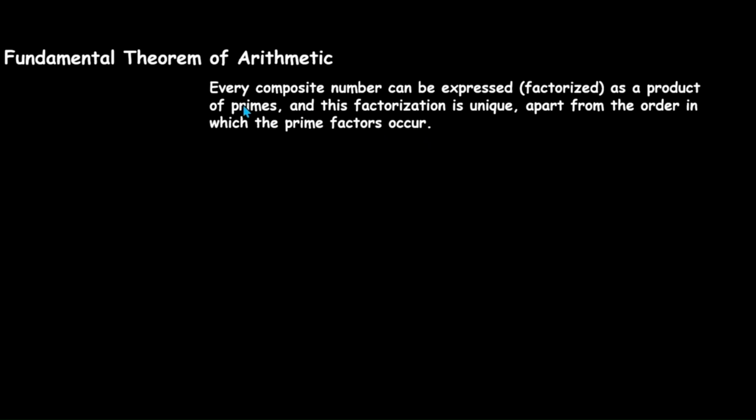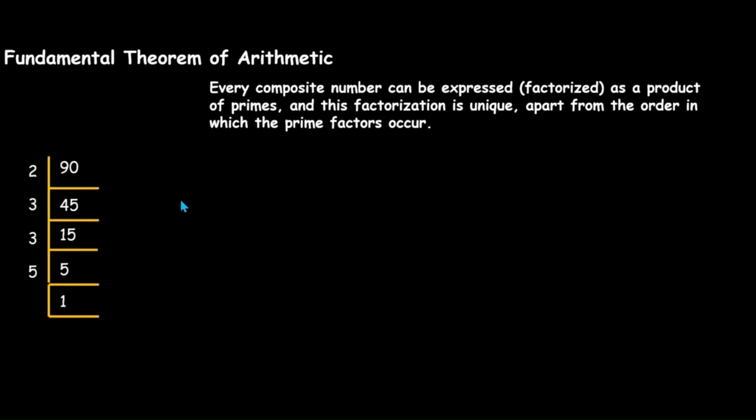In simple terms, when we do a prime factorization of a composite number, the combination of the prime factors that come up is unique to every composite number, and no two composite numbers will have the same combination of prime factors. So let's take few examples and see. Let's pick up 90. We can start the prime factorization of 90 starting with 2, and we get a combination of 2, 3, 3, 5.